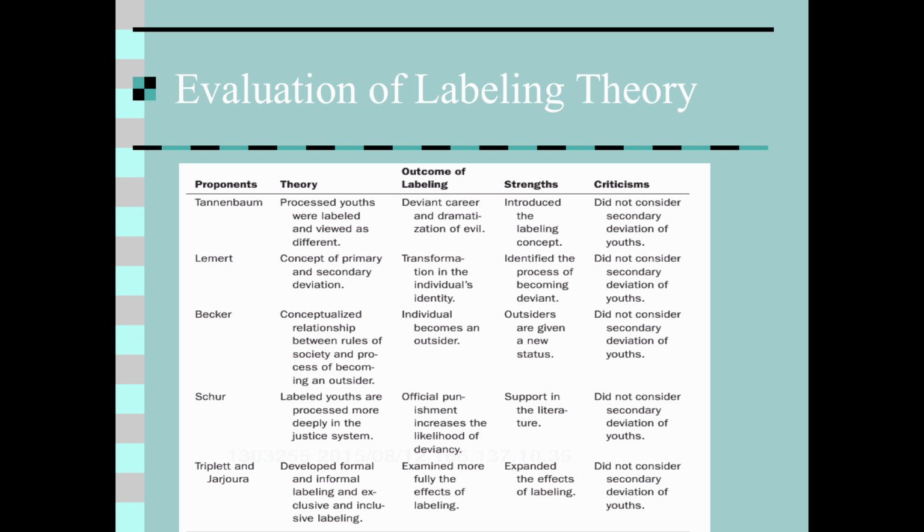Triplett and Jarjoura separated labeling into formal and informal labels. Formal labels would be those that are imposed by the agents in the juvenile justice system, and informal labels are those that are created by parents, neighbors, and friends. As you can see, all of these theorists are criticized because they do not adequately consider the secondary deviation, meaning the later acts, of the youth. What they all have in common is how others react to the youth, which of course is why they are all considered social interaction theories.